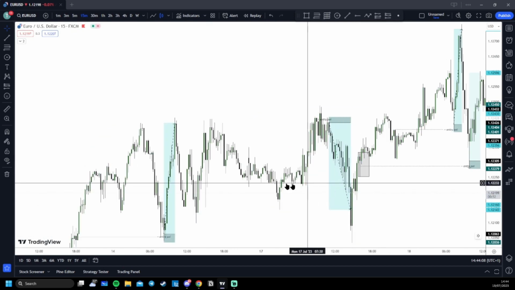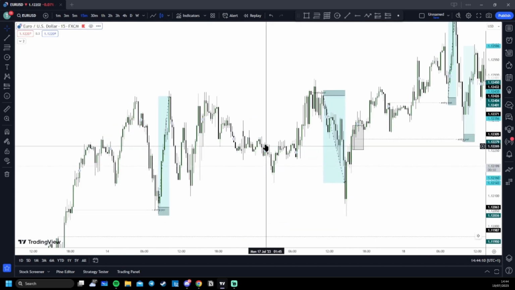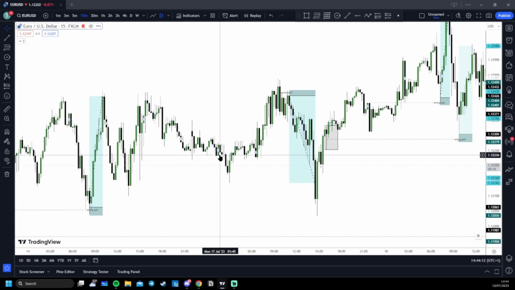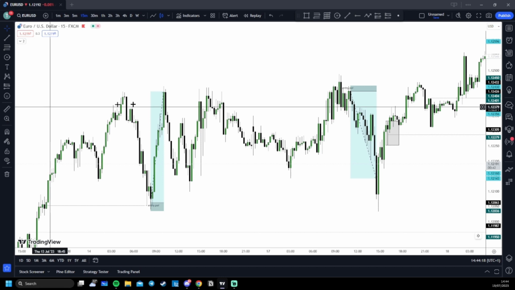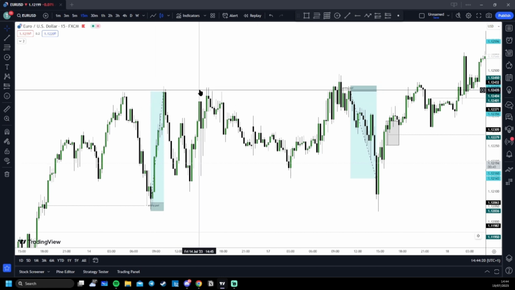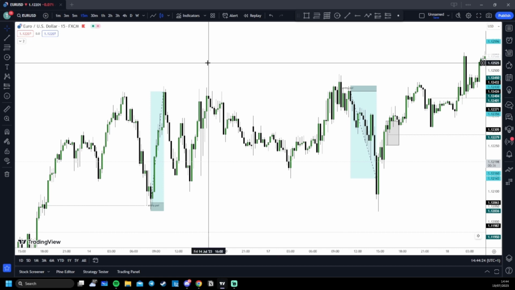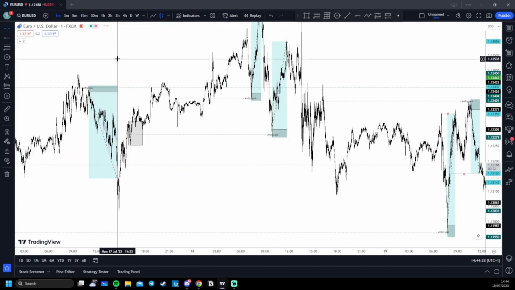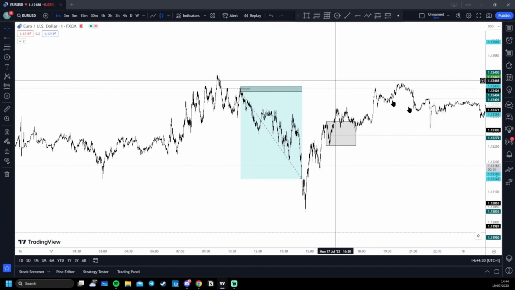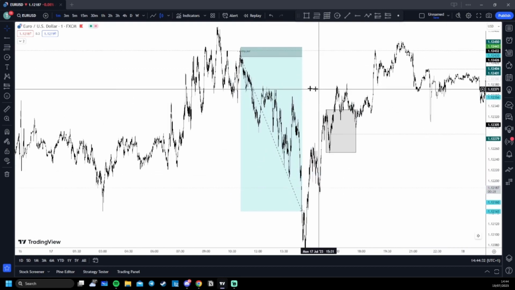All right. So this was a market structure shift because I had a bearish bias. Because I had a bearish bias for this day, obviously I was waiting for a sweep of liquidity, which is right here, followed by the bearish bias. Why the bearish bias? Because we had a huge rally up.